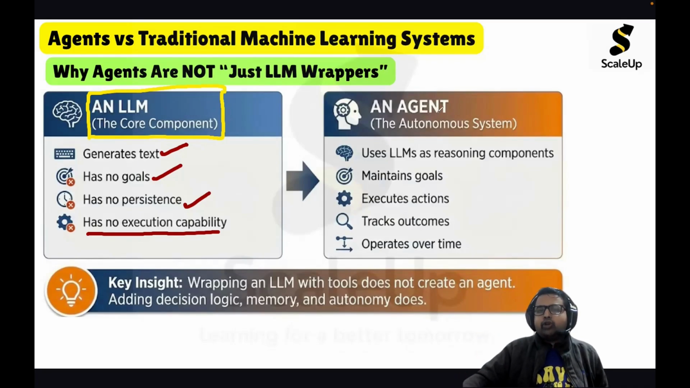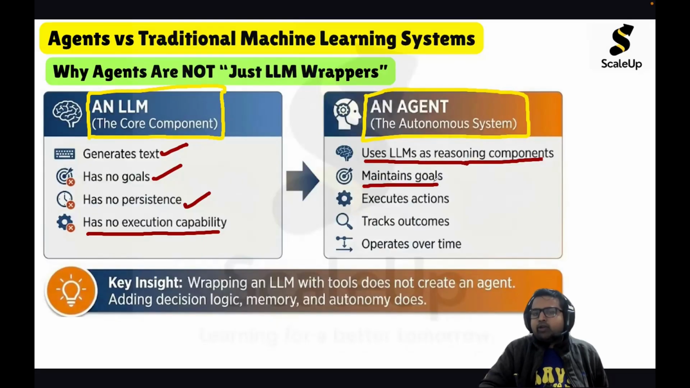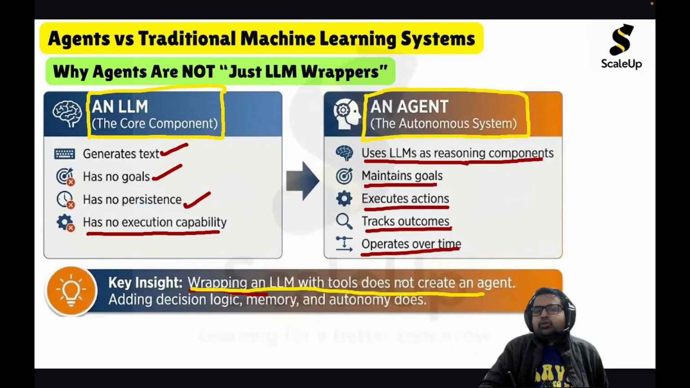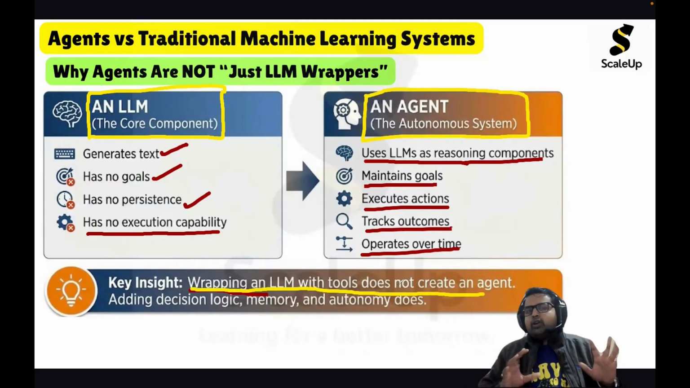On the other hand, agents are autonomous systems, they are goal driven. Agents make use of LLMs as reasoning components. They maintain goals, they execute actions, they track outcomes, and they operate over time. So wrapping an LLM with tools does not create an agent. If you wrap an LLM with tools, it will not be an agent.